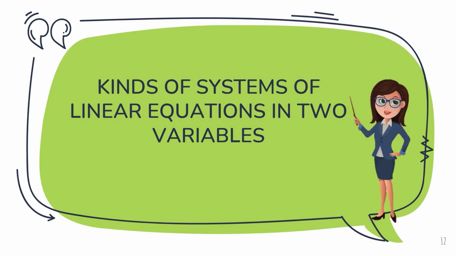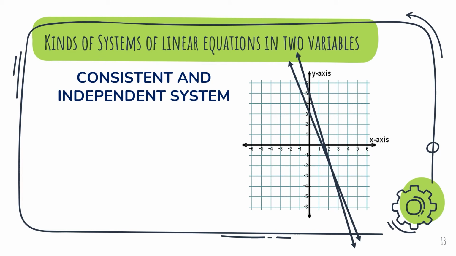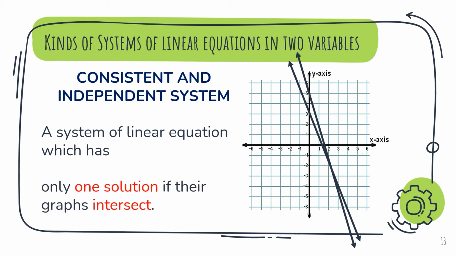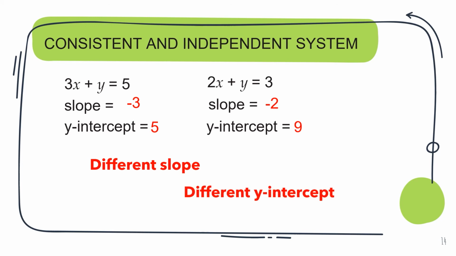Let us now proceed to the kinds of systems of linear equations in two variables. The first kind of system of linear equations in two variables is the consistent and independent system. A system of linear equations which has only one solution if their graphs intersect. Considering the slope and y-intercept of a consistent and independent system, for the given 3x plus y is equal to 5 and 2x plus y is equal to 3, they have different slope and different y-intercept.